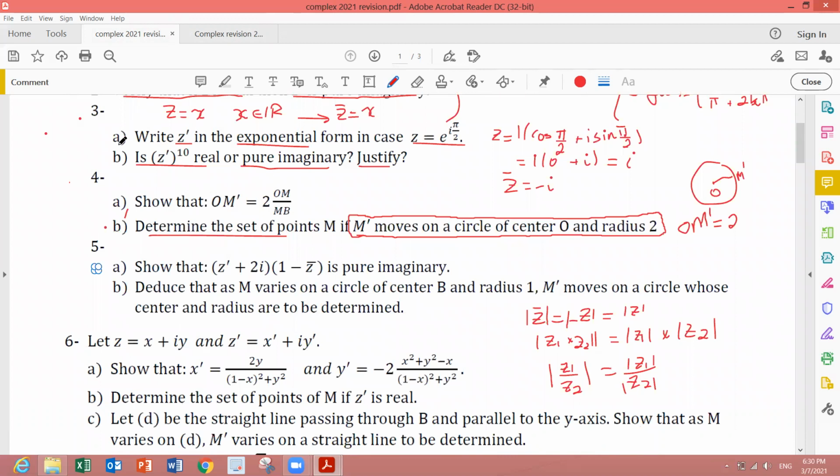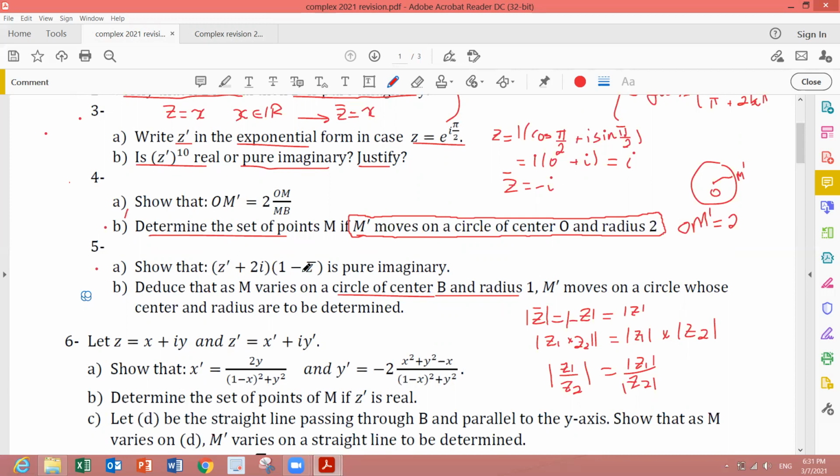Part B, deduce. We are going to deduce that if M moves on a circle of center B and radius 1, M prime moves on a circle whose center and radius are to be determined. Deduce from the previous part. Whenever we need to determine a set of points, we use the modulus, because lengths are determined by the modulus.